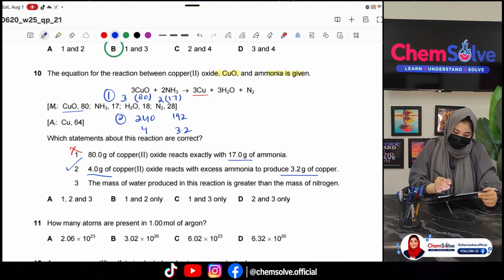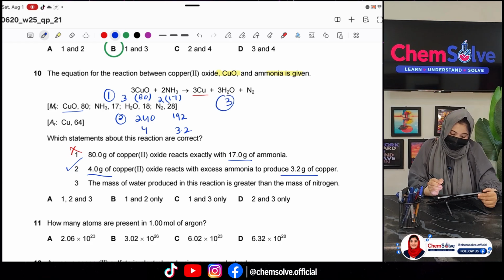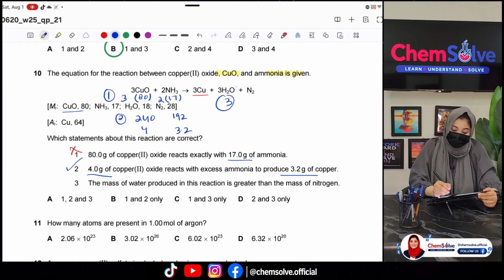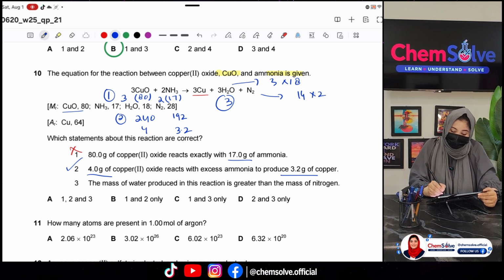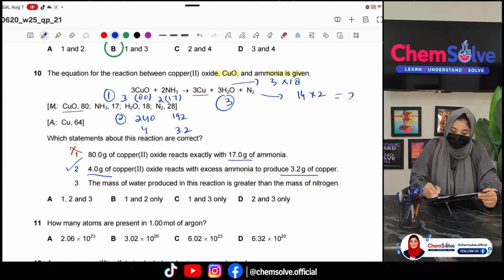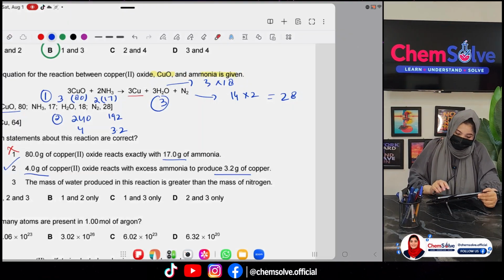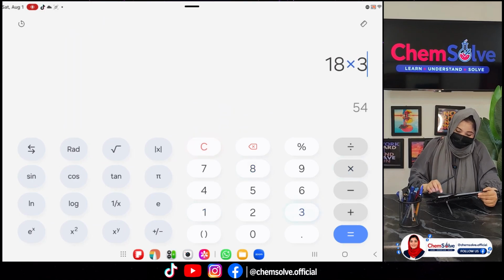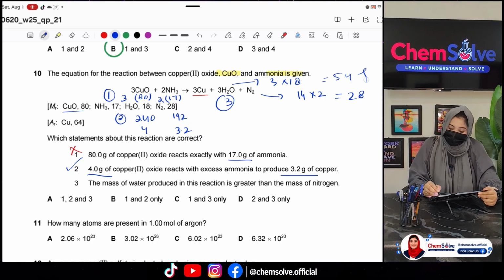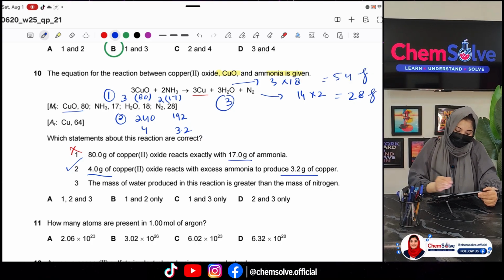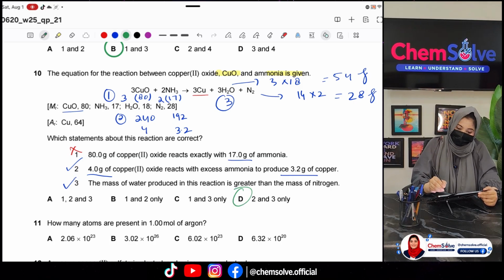Okay. Now look at statement 3. The mass of the water produced in this reaction is greater than the mass of the nitrogen. So water is producing 3 multiplied by 18. 18 is the Mr of the water, while nitrogen is only 1 here. So 14 is the Mr of the nitrogen, and there are 2 nitrogen, so 14 multiplied by 2. This is 28, and 18 multiplied by 3 is 54. So water is 54 gram and nitrogen is 28 grams. So clearly this option is also correct. So option D is the correct one.